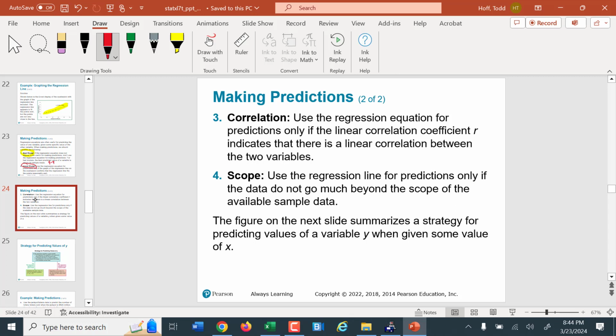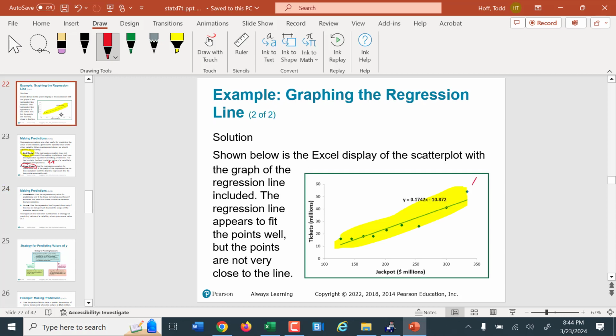The scope. Remember we had mentioned that if we got outside of this scope, like going out here, these points might take off like this, or down here they might vary away. They would be getting further away from that line. If we extended the line out, those points are no longer described by the regression relationship. So we want to keep our predictions within the range of the actual x values of the data.